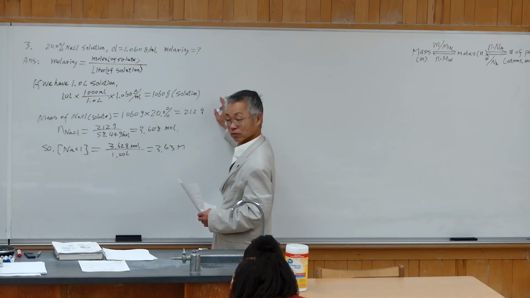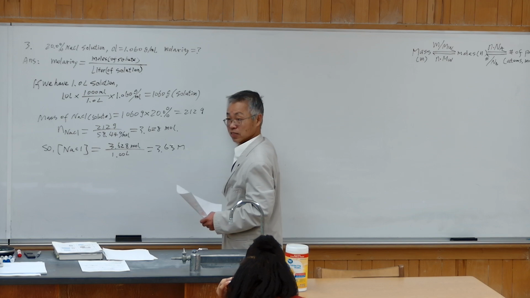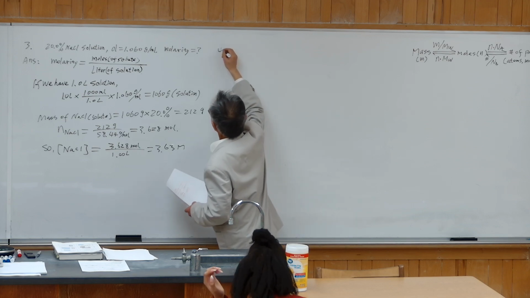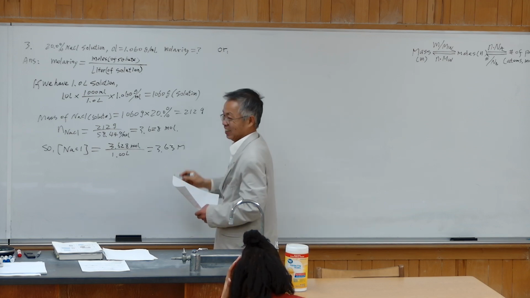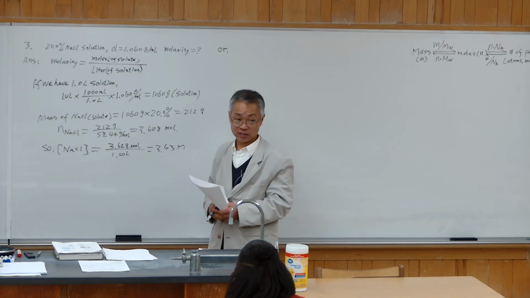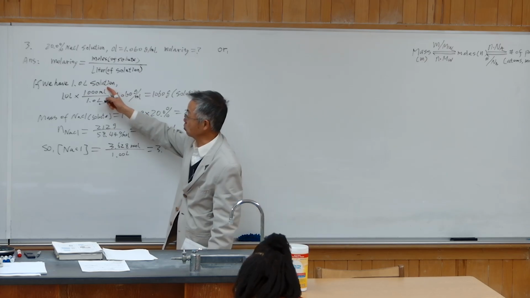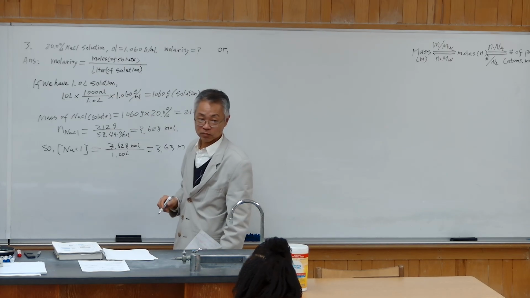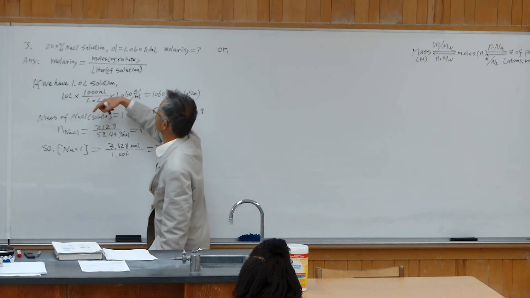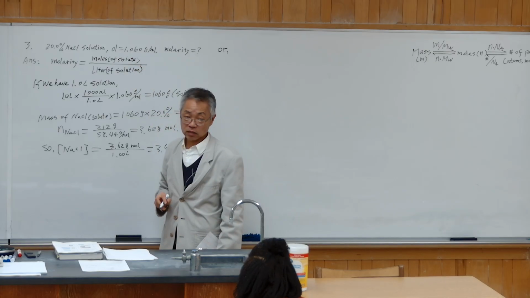Are you okay with this? I would say this is the easiest. Of course, we have another way. If you think this is not the easiest, we have another way. Instead of assuming we have 1 liter of solution, because from 1 liter together with density you can get the mass of solution.